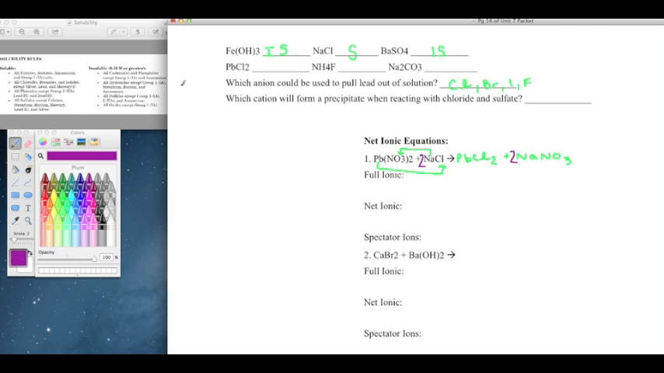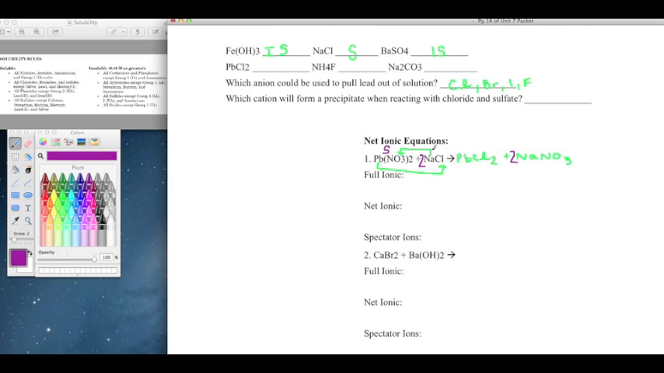Pb and NO3, so let's look at your solubility. This is a good way to review solubility rules. Let's see if this is soluble or insoluble. NO3 is a nitrate. Here we go, and it says all nitrates are soluble. There are no exceptions. So I'm going to write an S above here to remind myself that this is soluble.